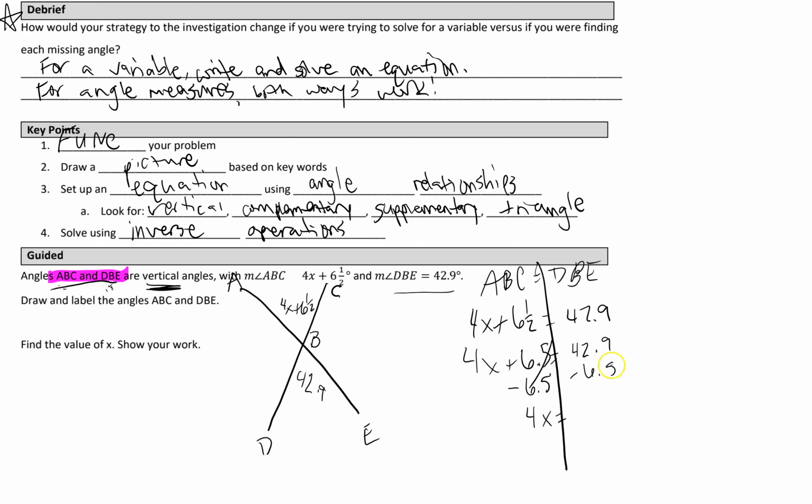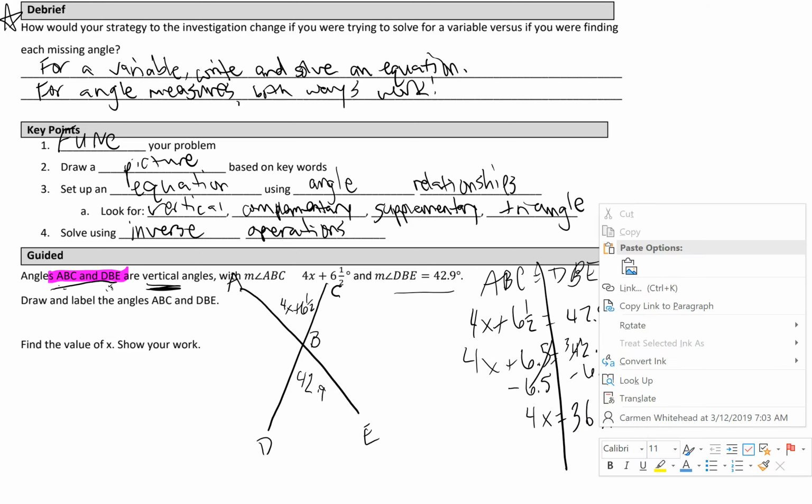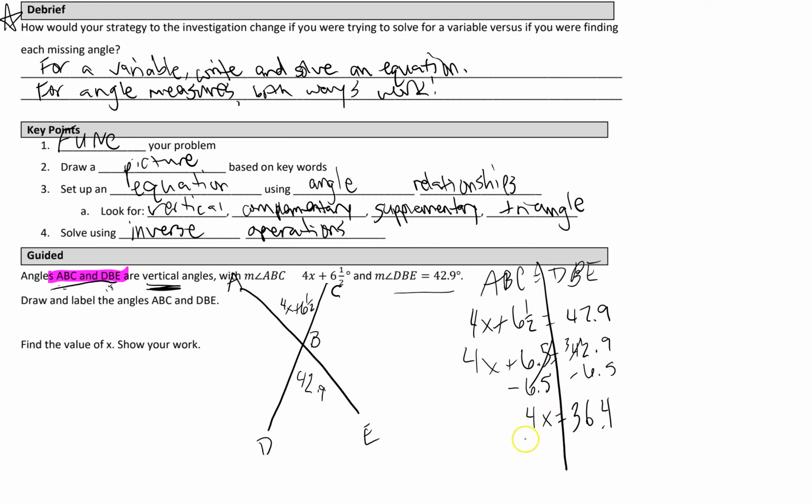I'm left with 4x equals 42.9 minus 6.5. 9 minus 5 is 4. I've got to borrow. 12 minus 6 is 6, and I have 3. So 36.4 is what I have. And now 4 times x, my inverse is divide by 4. And I'm going to go to some scratch work here and see. Put my decimal. 4 goes into 3, not at all. 4 goes into 36 9 times. Bring down a 4. 4 goes into 4 once. So x equals 9.1. Awesome.